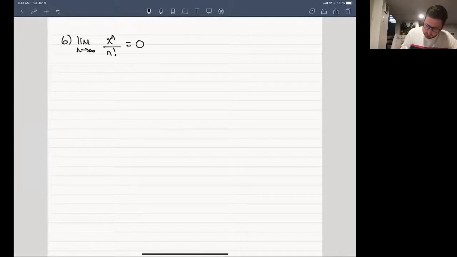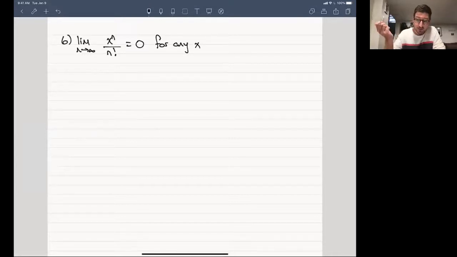In this case, it grows so fast that it's going to sink any powers of x. So this works for any x. So for example, you could take x equal to 100 here, and still taking rapid powers of 100 is slower than taking factorials. So that's how you should be looking at this thing.